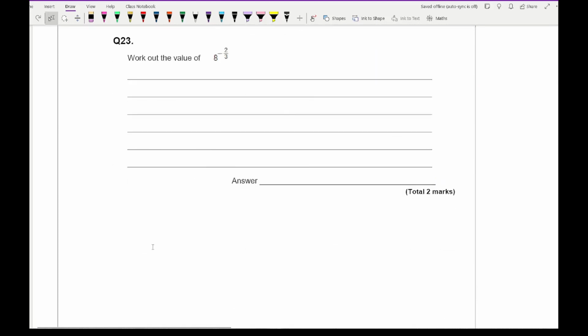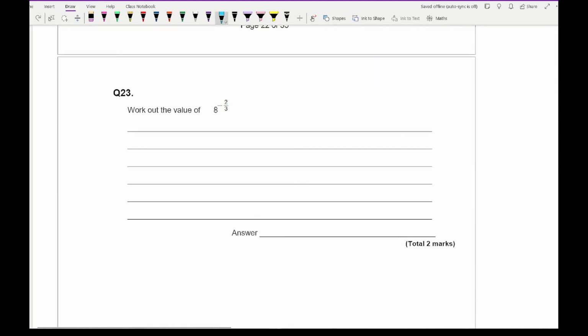Moving on to question 23, it says work out the value of 8 to the power of minus 2/3. So again, very similar to what we've already done before. So this is going to be 1 over the cube root of 8 squared. So dealing with this first, that's going to be 2. So it's 1 over 2 squared, which is 1 over 4. Or you can write it as a decimal.